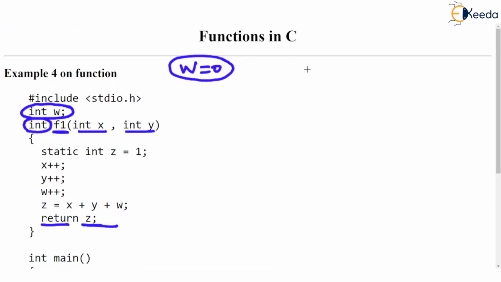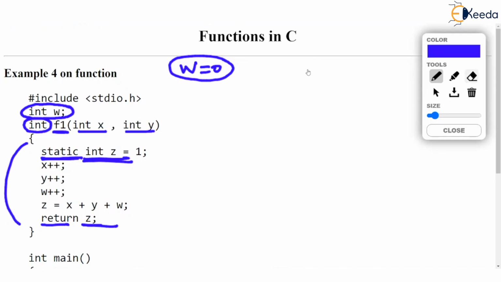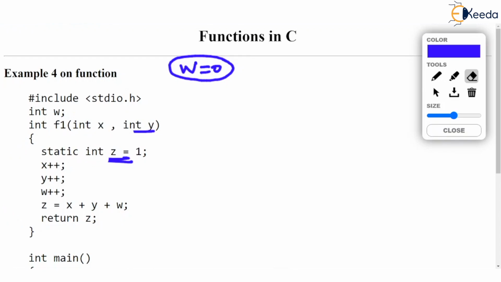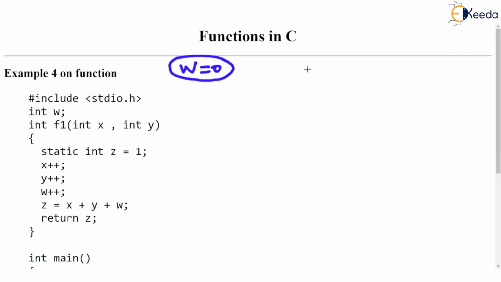Also, inside the body of the function, we have variable z declared with static storage class. Recall the properties of static variable. Static variables are preserved in the memory even if the scope ends. Just make sure you have gone through all the videos about storage class very well, and you know the properties of static storage class very well.